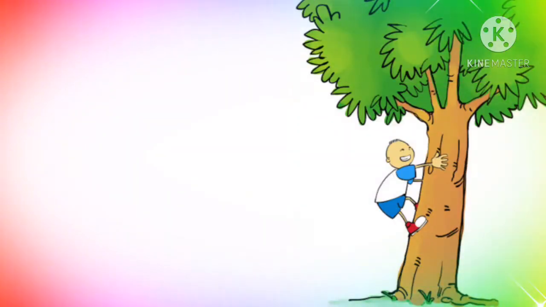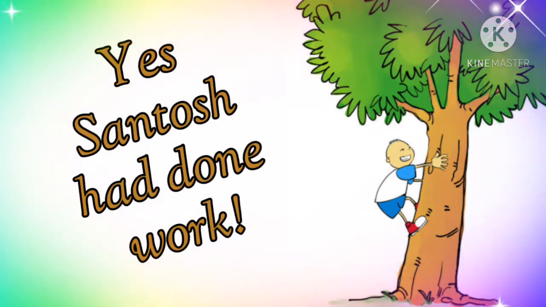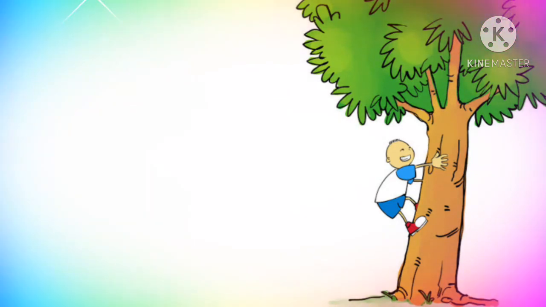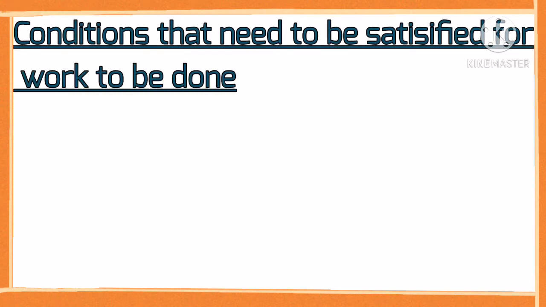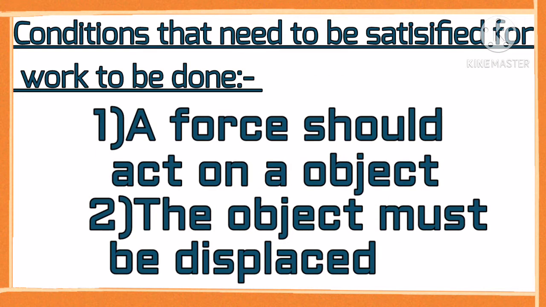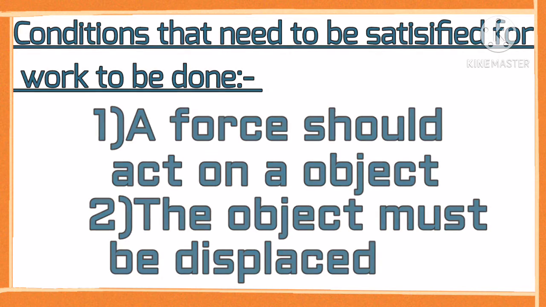Santosh has climbed the tree. In this case, do you think Santosh has done any work? Yes, Santosh had done work because he had both force and displacement in one single direction. A force should act on an object and the object must be displaced. If any one of the above conditions does not exist, work is not done.